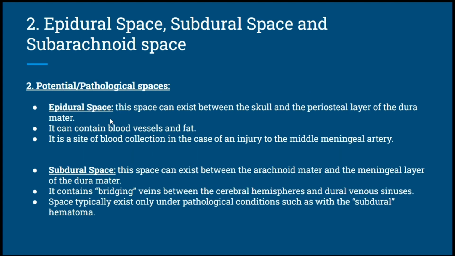The other two are the potential or pathological spaces that are actually created by a pathological process. These are mostly above or below the dura mater, so they are called the epidural space and the subdural space. Epi means above, sub means below. The epidural space is the space that can exist between the skull bone and the periosteal layer of the dura mater, and it contains the blood vessels and fat, and it is a site of blood collection in the case of an injury to the middle meningeal artery.